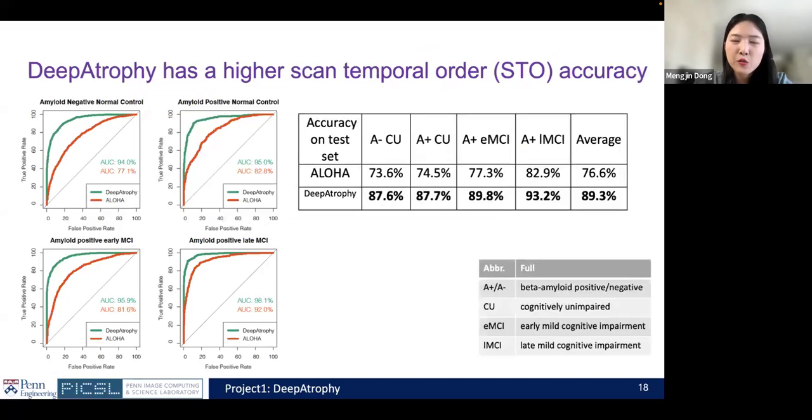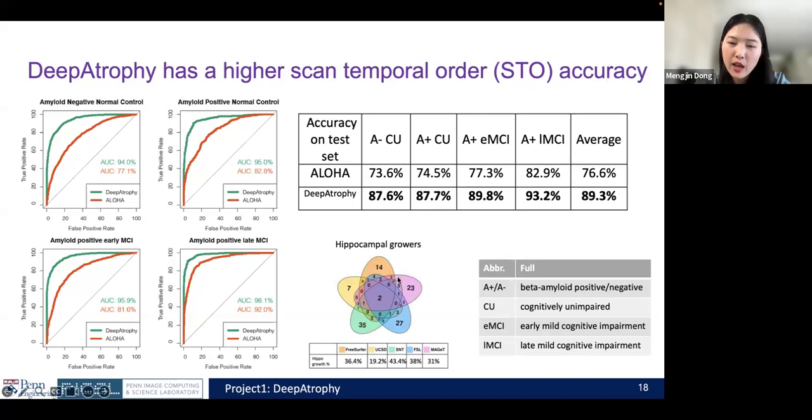Our results show that for the two losses that we are conducting, DeepAtrophy has a higher scan temporal order accuracy compared to the traditional deformation-based algorithm ALOHA for all disease stages. We also observe that as disease gets more severe, the accuracy goes up. I think that is explainable: when the disease gets more severe, there are more changes in the brain, and then the noise takes up a smaller ratio compared to the biological change. That is why the accuracy goes up.